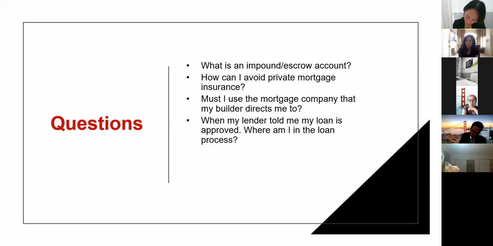But they want to do an impound account because they think it's convenient. Instead of writing 2 checks to pay property tax twice a year and one big check for home insurance once a year, they think it's convenient to break down the payment and they don't have to remember when to pay for it. And also they don't have to pay one big lump sum for their property tax twice a year and insurance once a year. So that's the purpose of impound and escrow accounts.